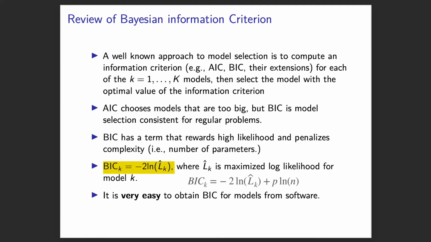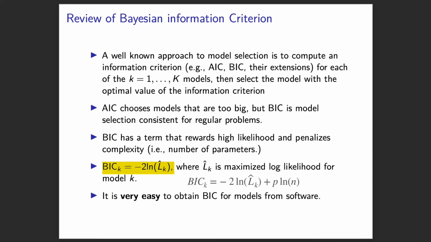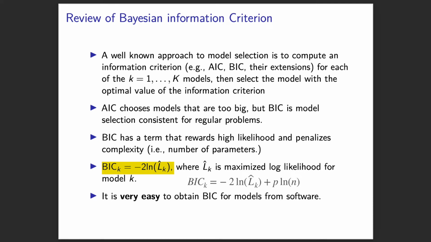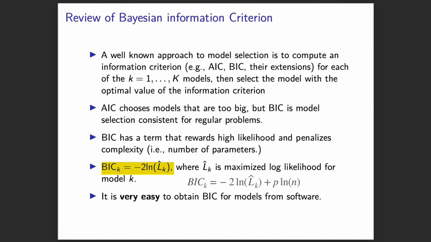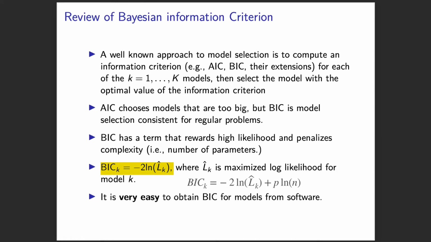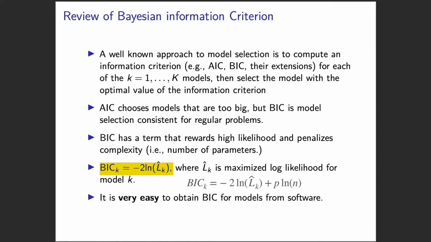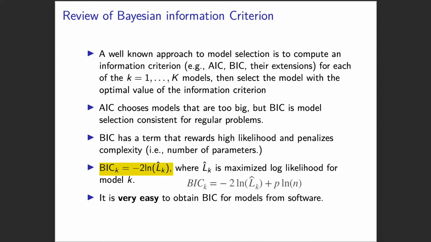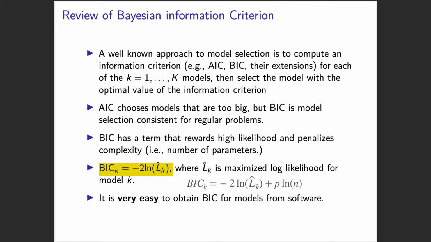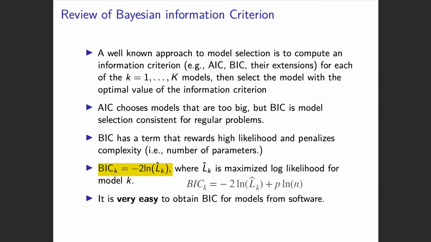Like most information criteria, BIC has a term that rewards high likelihood and penalizes complexity, which is the number of parameters. So here's the formula that you have maybe seen before. BIC for the kth model is -2 times the maximized log likelihood. Oh, I forgot to put the penalty term in here. That was a rookie mistake. Plus P log n, which is the penalty for the number of parameters.